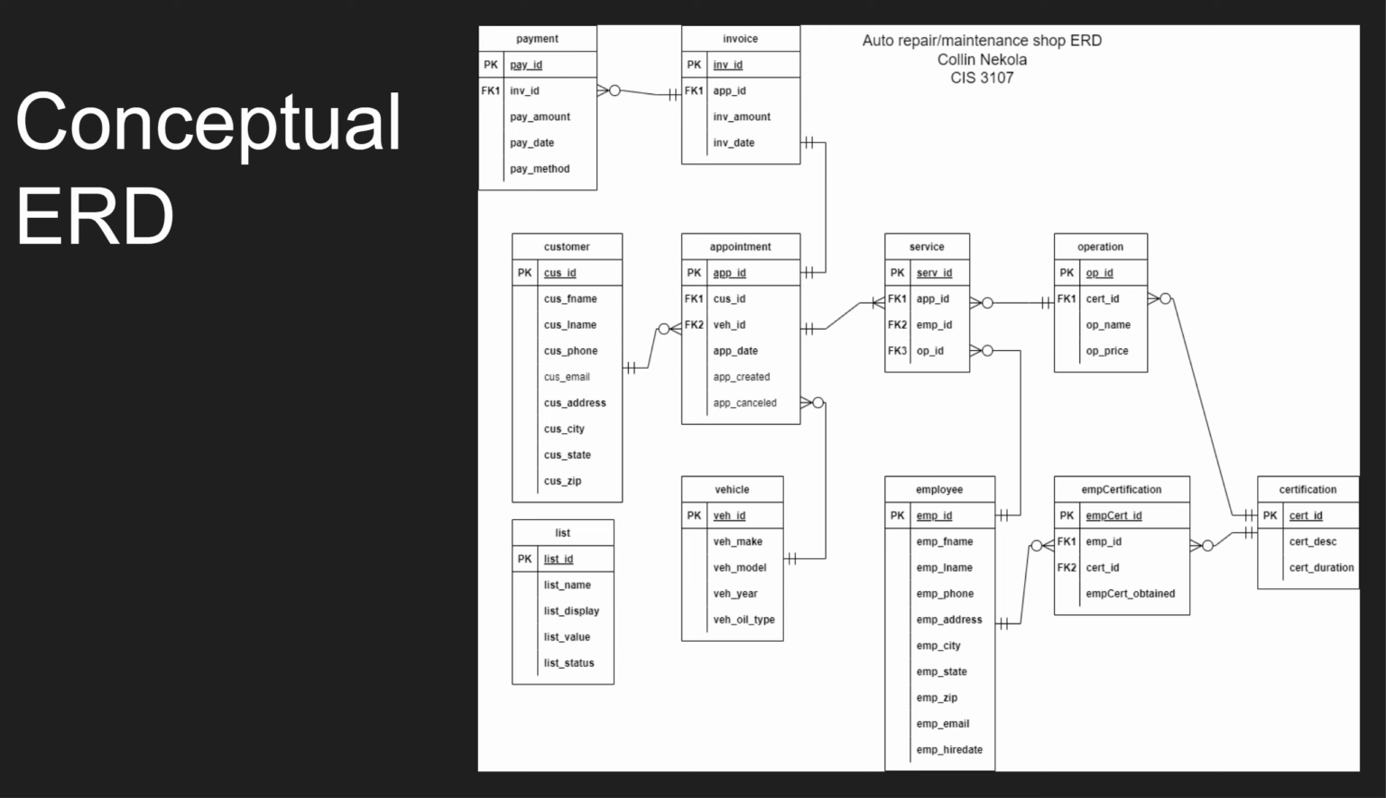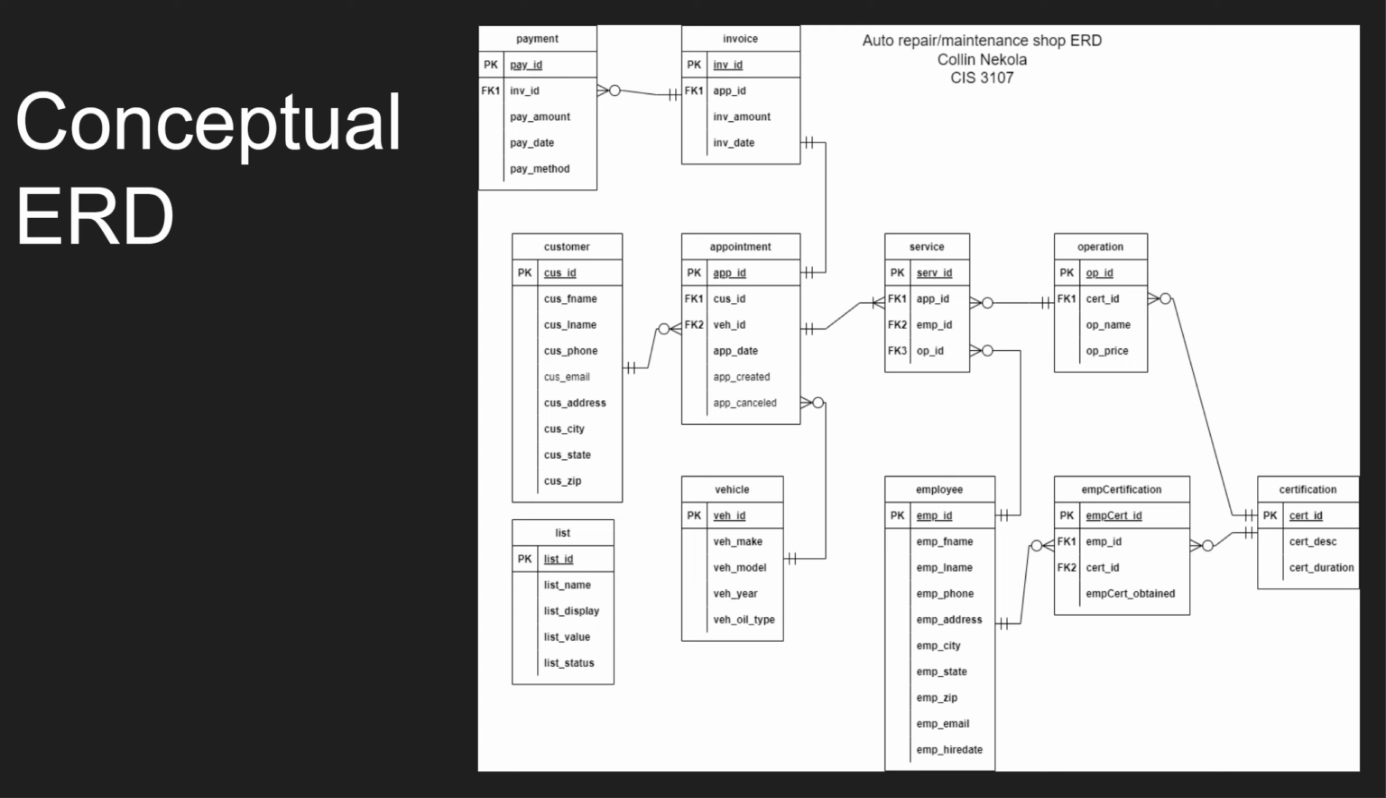Here's the conceptual relationship diagram. You see customers related to invoice. One customer can have customers related to appointment. One customer can have 0 to many appointments. Each appointment is had by one customer. Appointment is related to one invoice, and an invoice is related to one appointment. And an invoice is related to 0 to many payments, and payment is related to one invoice.